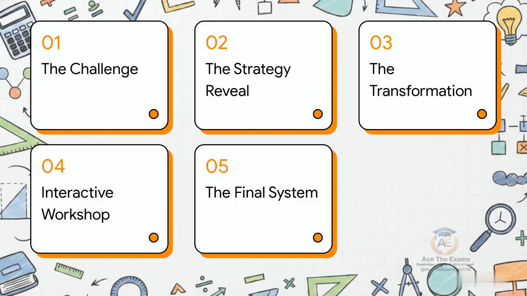Here is our roadmap for today's session. We are going to systematically build your understanding through 5 distinct steps. First, we'll outline the challenge. Second, we'll do the strategy reveal. Third, we'll look at the transformation. Fourth, we're jumping into an interactive workshop. And finally, number 5, we'll give you the final system.